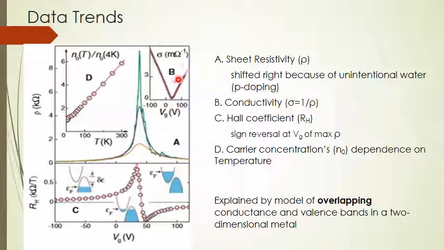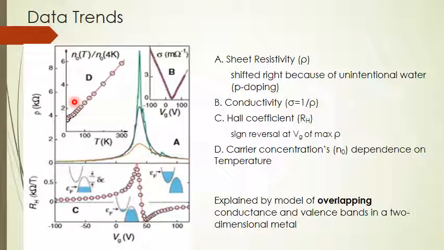It's to be noted that conductivity varies linearly with applied gate voltage. In addition, the Hall coefficient experiences a discrete sign change at the gate voltage at which sheet resistivity reaches a maximum. The data for Hall coefficient shown is for 5 degrees Kelvin.